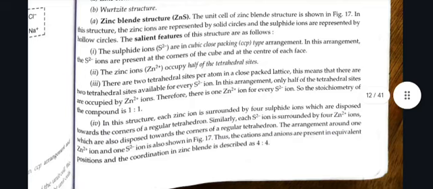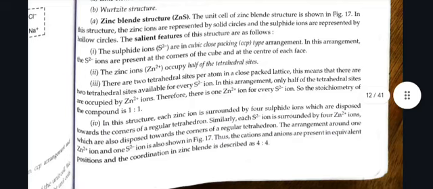In this structure, each zinc ion is surrounded by 4 sulfide ions which are disposed toward the corners of a regular tetrahedron. Similarly, each S²⁻ ion is surrounded by 4 Zn²⁺ ions which are also disposed toward the corners of a regular tetrahedron. The arrangement around one Zn²⁺ ion and one S²⁻ ion is also shown in figure 17. Thus, the cations and anions are present in equivalent positions and the coordination number in zinc blende is described as 4:4. This structure is also adopted by compounds such as ZnO, CuCl, CuBr, CuI, BeS, etc.